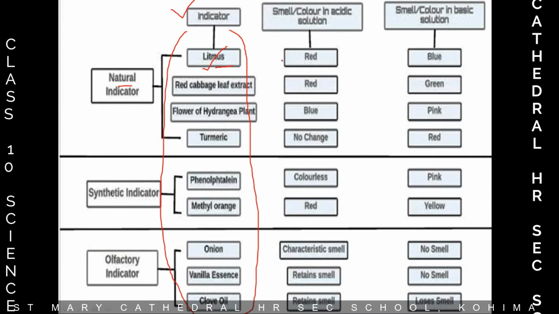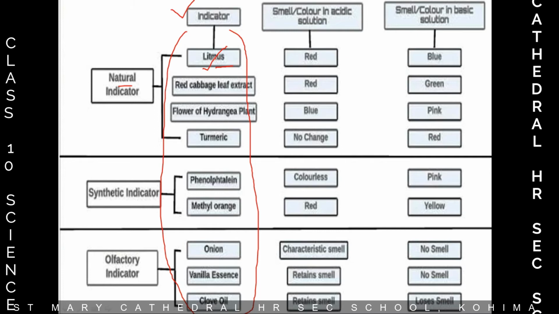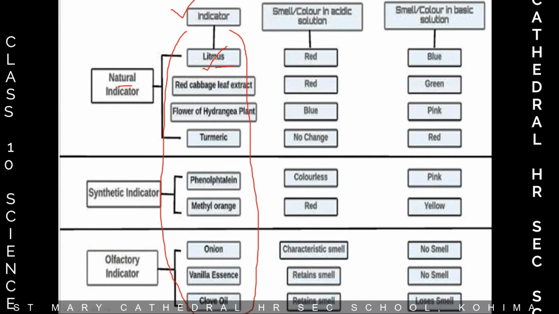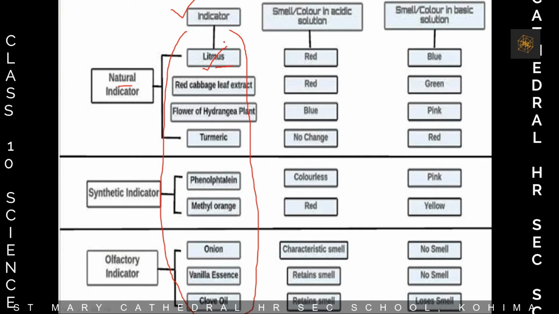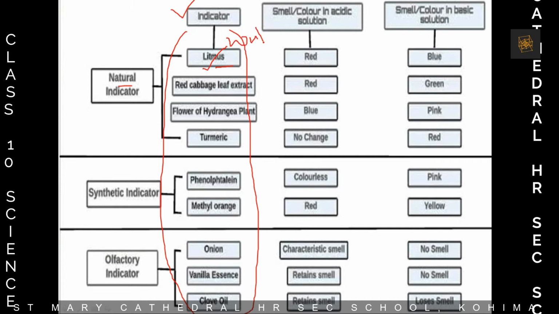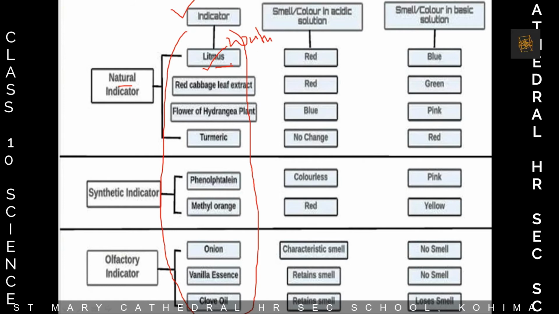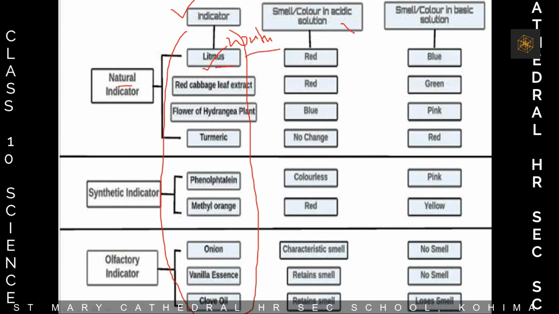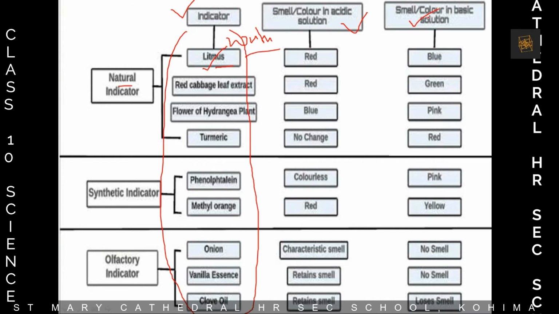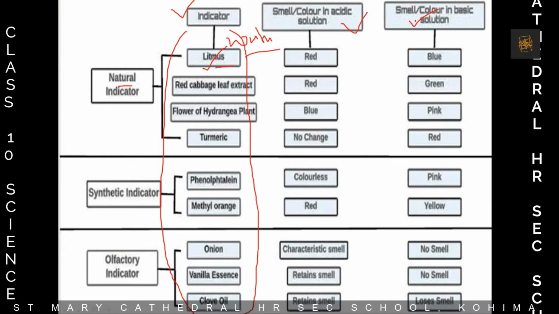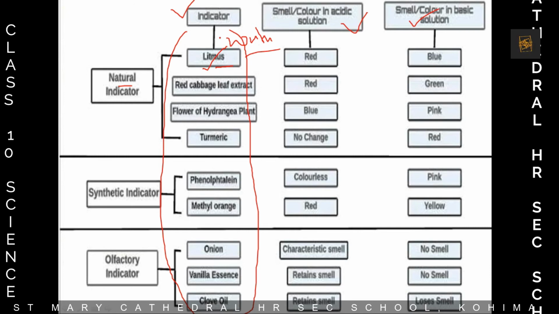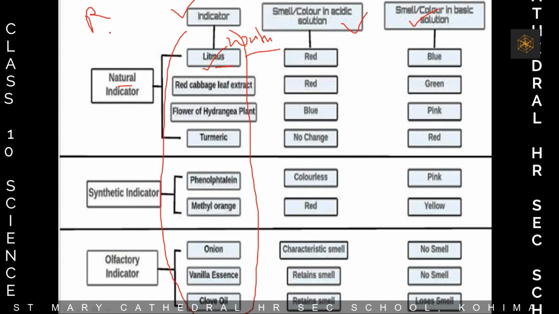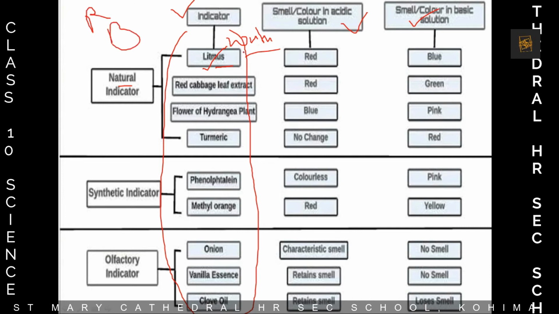Now first of all, litmus is a paper or tool, which is soluble in water, used to check whether a substance is acid or base by changing its color. Mostly our litmus paper will be red in color or blue in color.